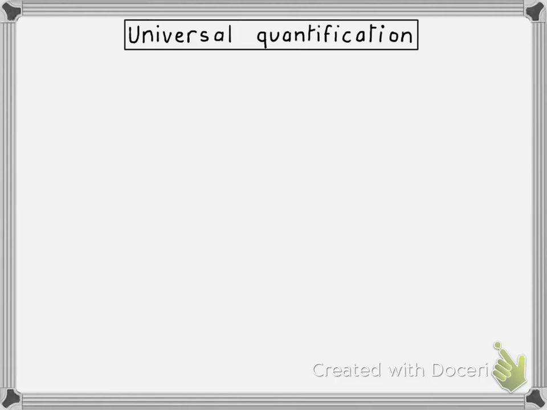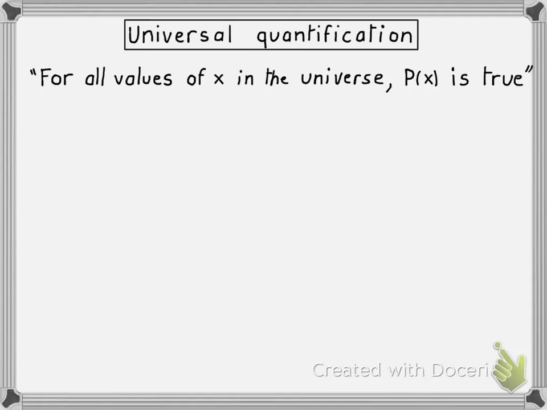In the second segment of our lecture on quantification, we're going to focus on one kind of quantification called universal quantification, which shows up in English in sentences like this one. So let's assume you have a predicate or property P that you're interested in, and you want to state the fact that every object in the universe has that property P. In other words, for all values of x in the universe, P of x is true.